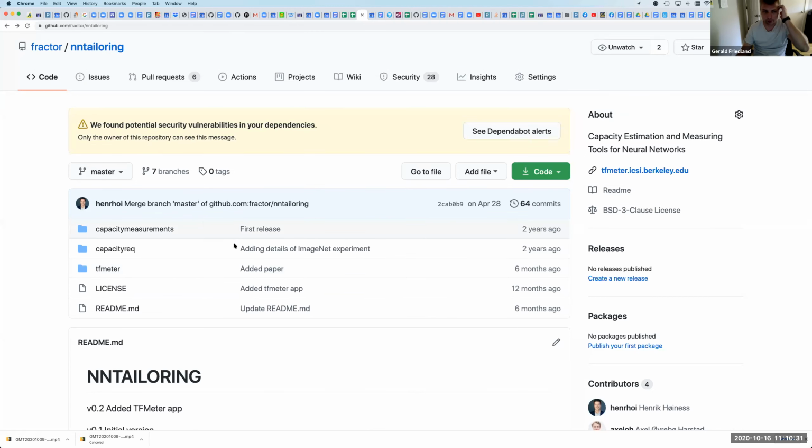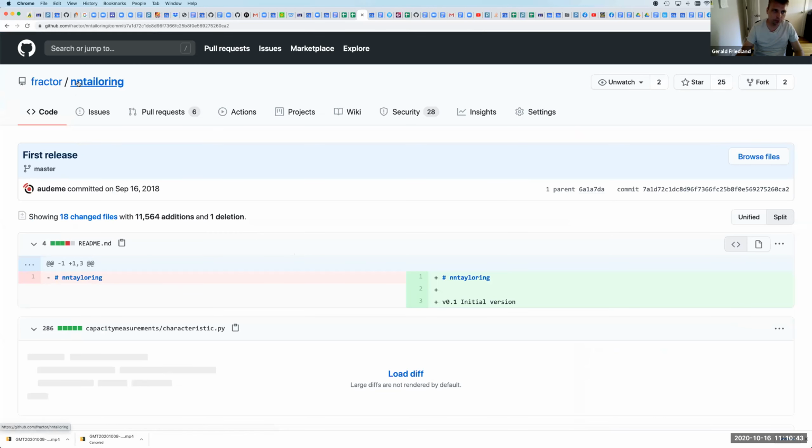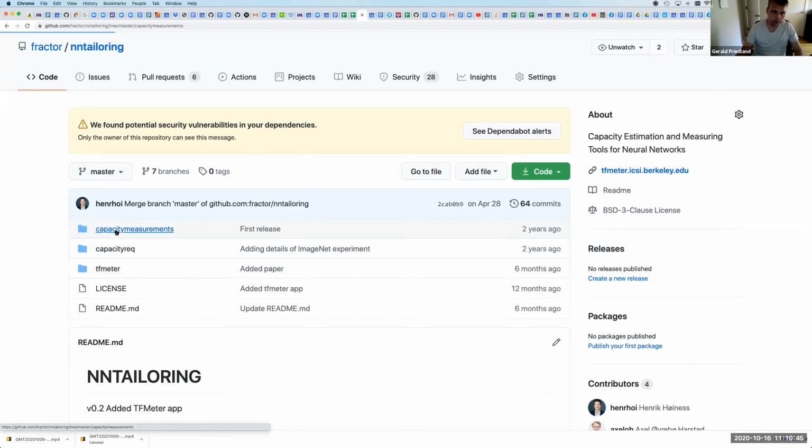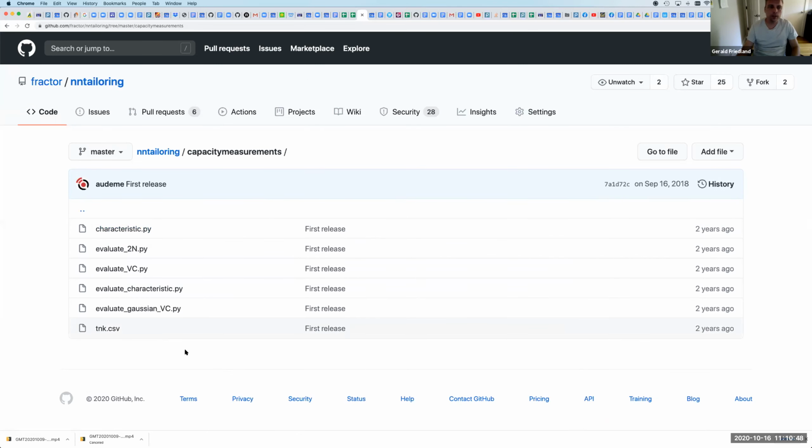Now there are two more directories in here. One is the capacity measurements, and one is the capacity requirement. Let's start with the capacity measurements. Here we go, it gives you these files. This is a very interesting one. These were the first experiments we did, but they've been updated two years ago, where we wanted to confirm the TMK curve from McKay, that the information capacity of a perceptron is 2 bits per parameter.